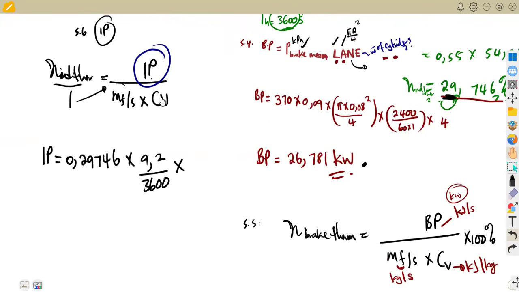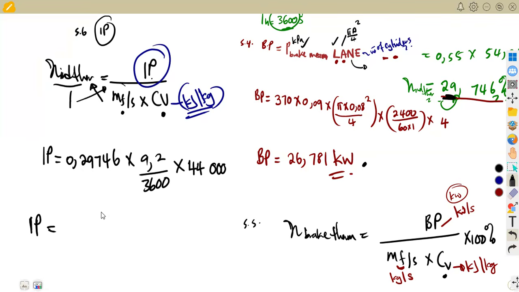Remember you're cross multiplying, so this is 1. The indicated thermal efficiency times the mass of fuel per second times the calorific value. We also have the calorific value. Remember, that was 44,000, and when using it, it is in kilojoules per kilogram. Take note, guys, in kilojoules per kilogram. Mostly they give you megajoules per kilogram, so you have to change that. So that's our indicated power in this case.